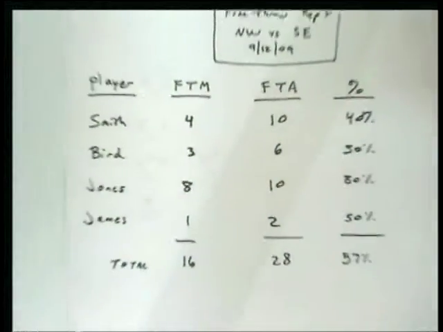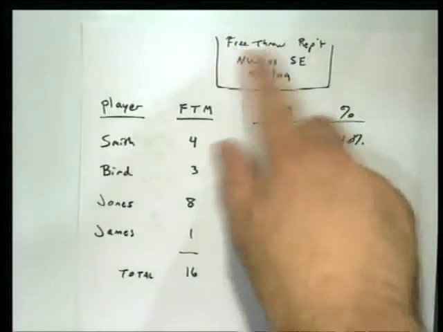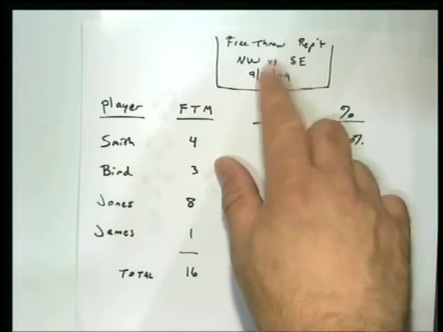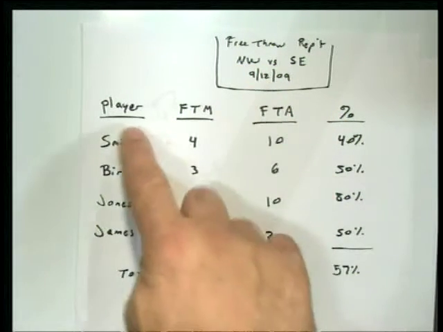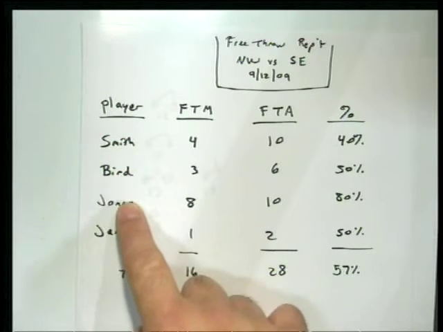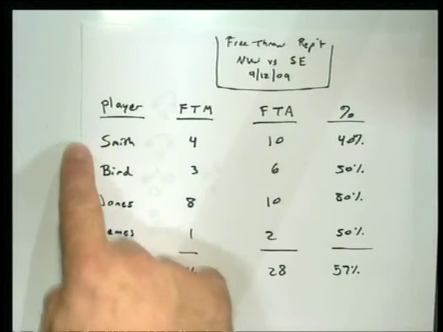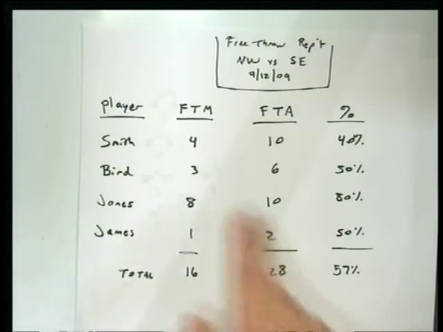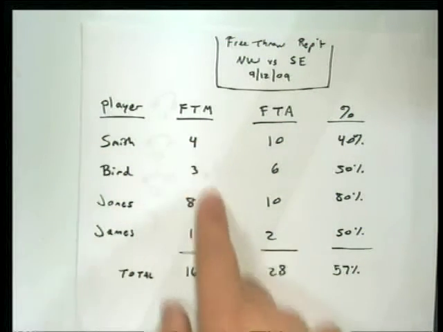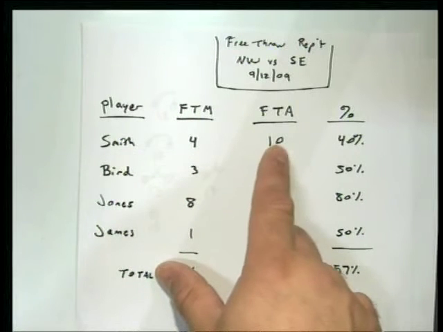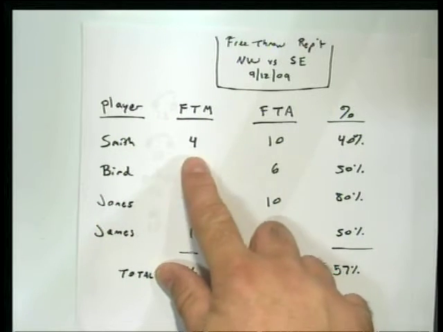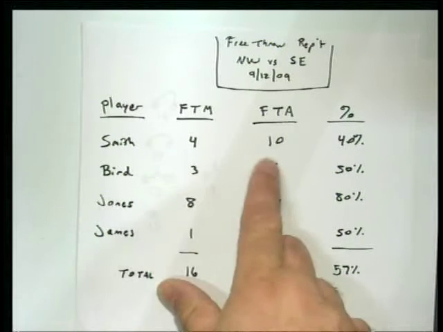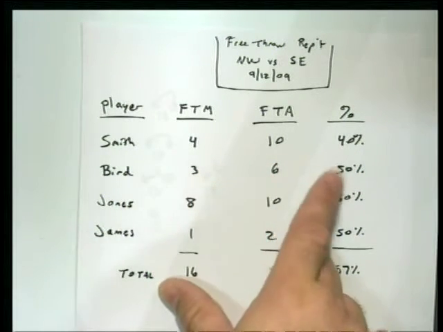But what I would do is this is like a free throw report for Northwest, that's the school I went to, versus Southeast, and then the date the game was. And then I would have the different players and their names. You might have their numbers over here too. I would have the free throws they attempted, and then the free throws they made. For instance, Smith went to the line 10 times. He made 4 of them, so he shot 40%. Okay? Bird went to the line 6 times, made 3, hit 50%.